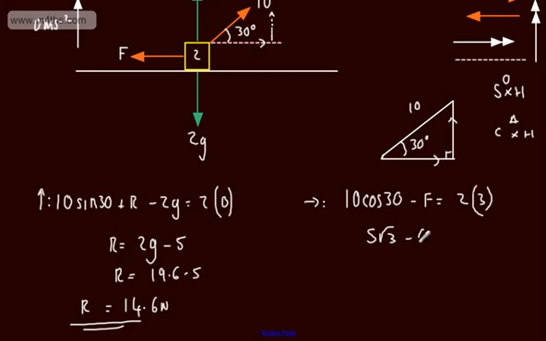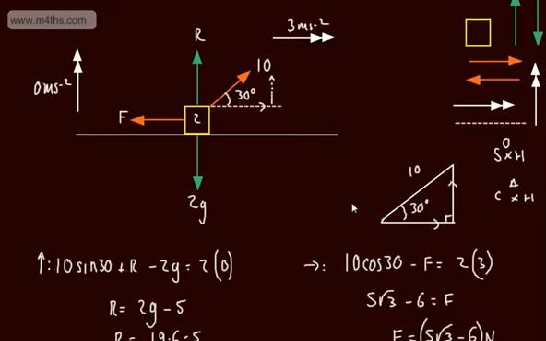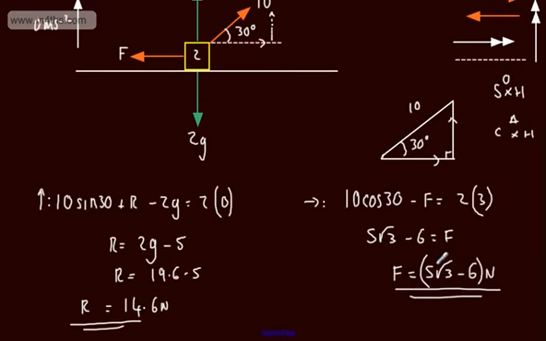Minus 6, adding F to both sides. So we can say that F, this is the exact answer, is 5 root 3 minus 6 newtons. So that is my answer, and generally in this unit we give our answer to 2 or 3 significant figures. Often it will give you it in the question. I'm just going to leave it as an exact answer.